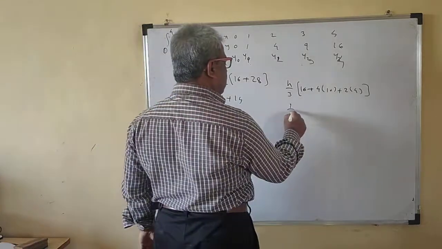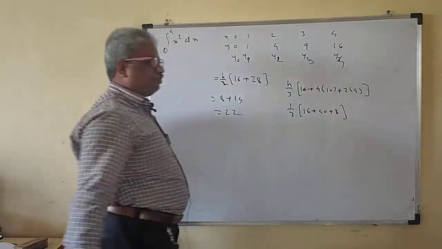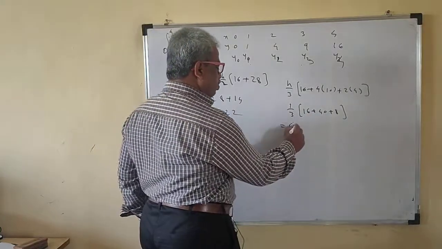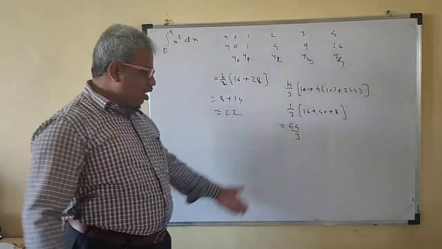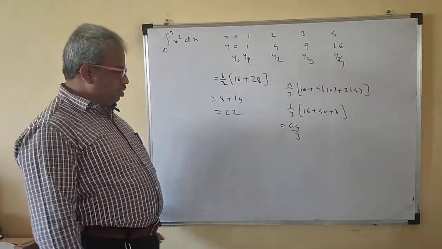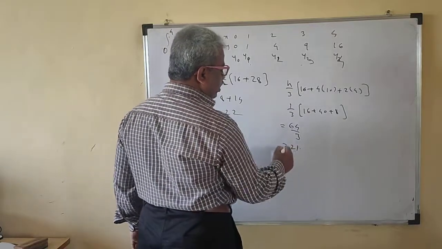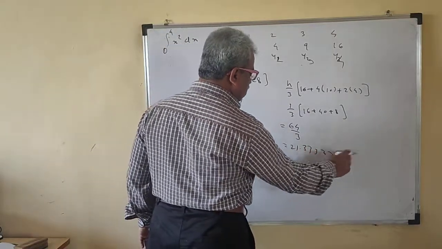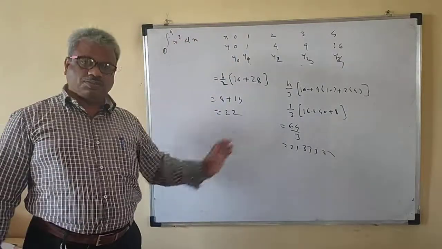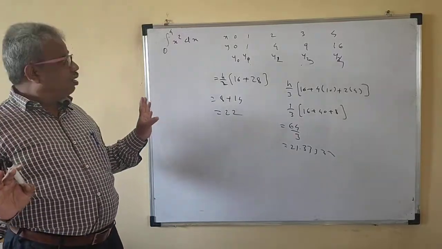So this is 1 by 3 times 16 plus 14 plus 8, that is 24, 64. So the answer will be 64 by 3. You can easily convert it into decimal form also: 21.3333 and so on. Just like this, the answer will be in the options. I hope that you can solve any problem of this type.